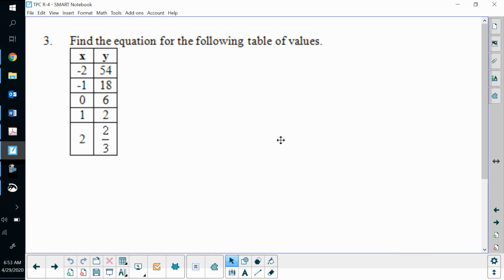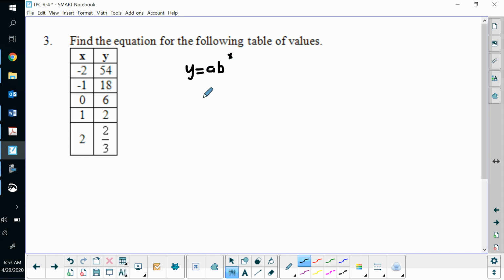Okay, so today we're going to work on finding equations from a table. So in this table, notice the y values are not changing by the same thing every time. That rules out linear. So this means we must be exponential. Exponential is in the form y equals a times b to the x.